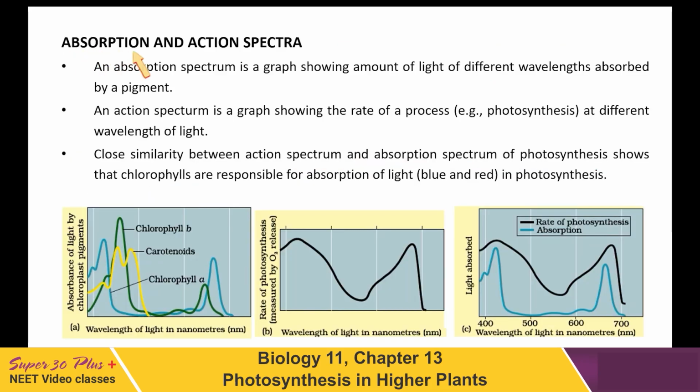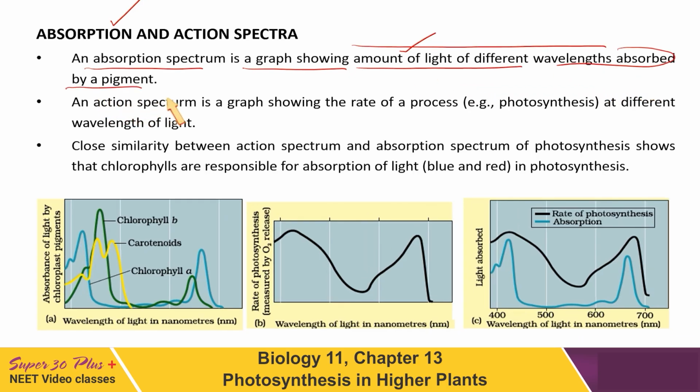Come to absorption spectrum and action spectrum. Before we see the detail, I'd like to make you acquainted with the basic experiment, the basic theme of the experiment, how that was done. What do we mean by absorption spectrum? It is a graph showing the amount of light of different wavelength absorbed by a pigment.